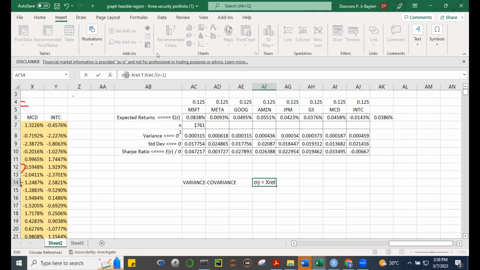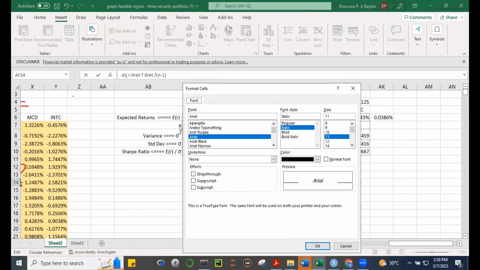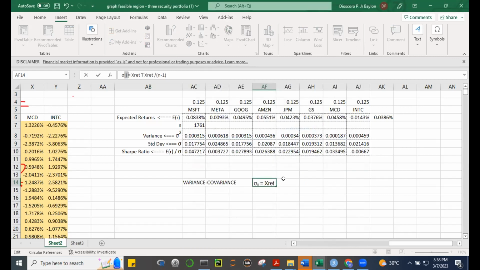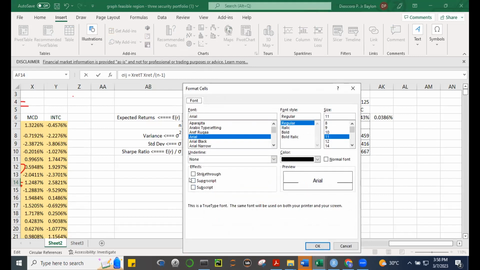Control 1. And let me put the subscript here. And then this one, X ret is a transpose. Control 1. Let me put it here as a superscript.